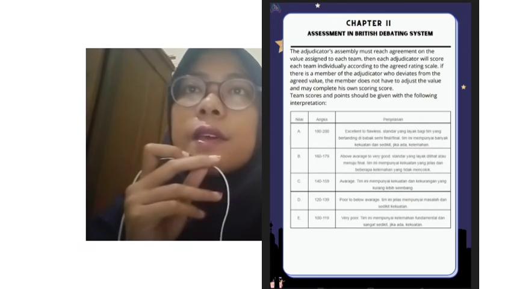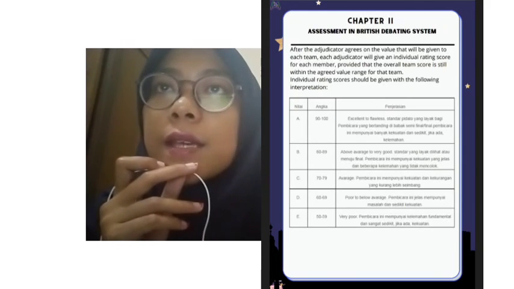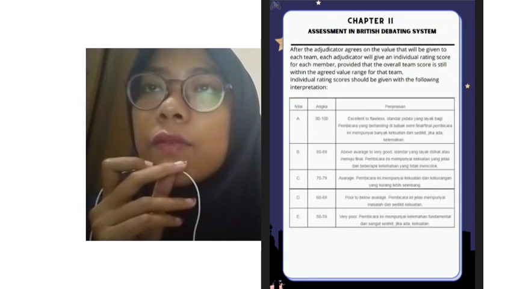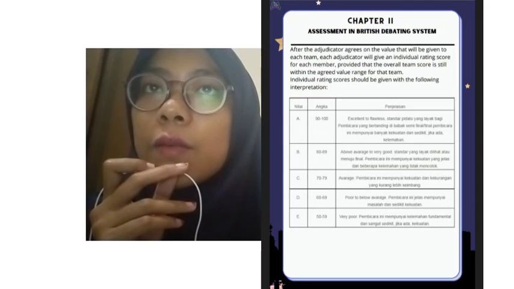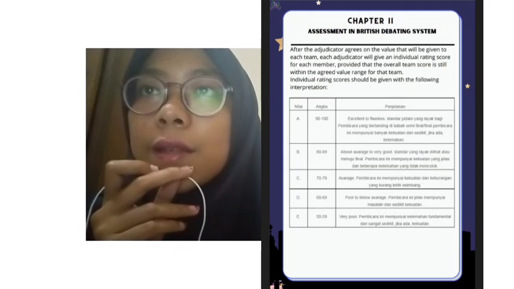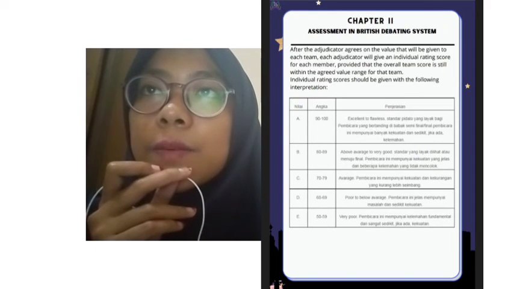After the adjudicators agree on the value that will be given to each team, each adjudicator will give an individual rating score for each member, provided that one overall team score is still within the agreed value range for that team. Individual rating scores should be given with the following interpretation.